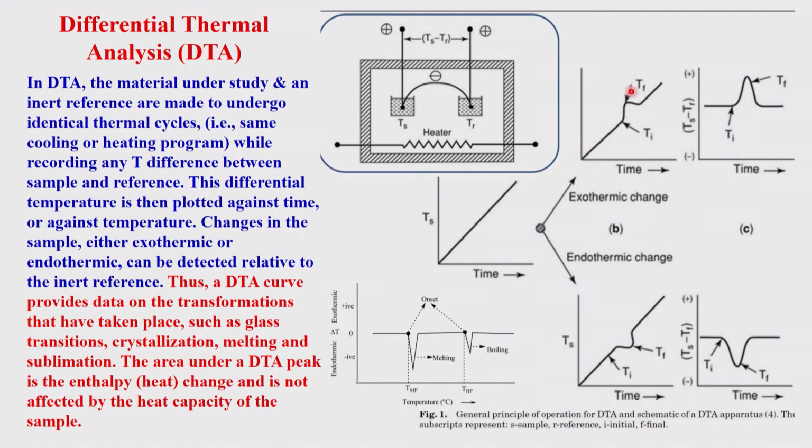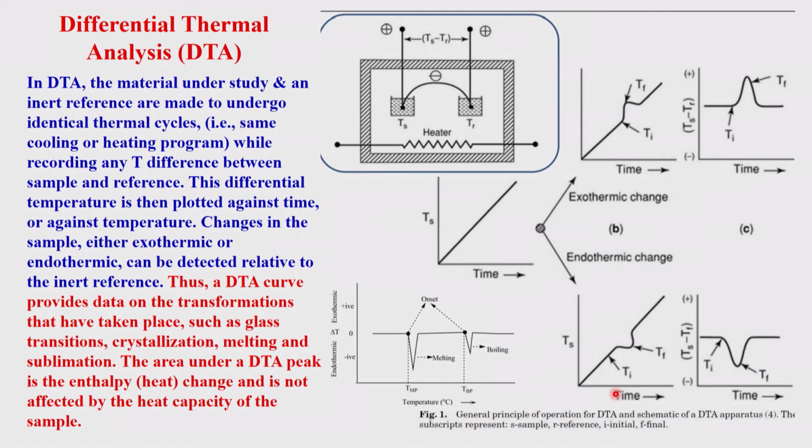So, this is with time, and you apply the background, subtract, and then you will get Ts minus Tr, that is sample minus the reference. Okay, you can take it either way, it does not matter. Conventionally it is sample minus reference, and you get this one. So, this is for the exothermic, and here you get the endothermic. So, you can see that something is happening in your sample.